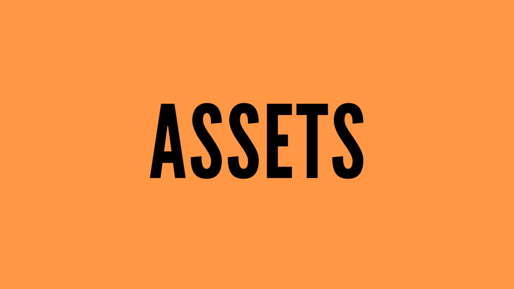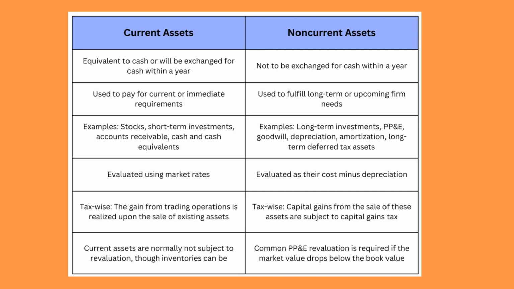First up, assets. Assets are the resources owned by your business that have economic value. They are divided into two categories, current assets and non-current assets. Current assets are those that can be converted into cash within 1 year. These include cash itself, accounts receivable, and inventory. Current assets help keep your business running smoothly by covering short-term expenses like payroll, supplies, and utilities.